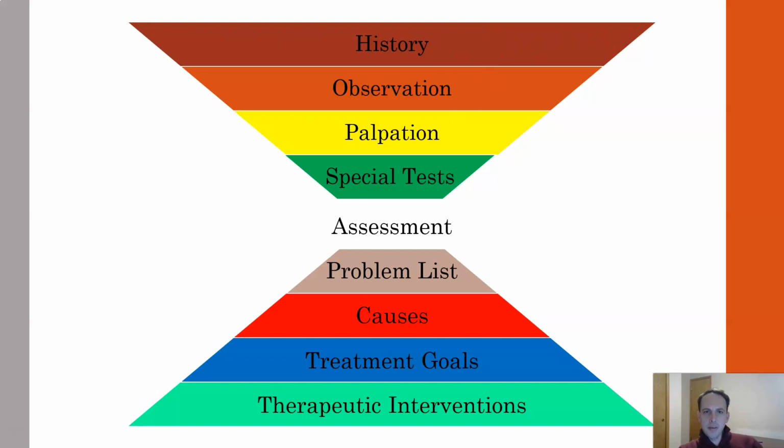So looking at the overall function and the overall map now of our examination, we've talked already about history in previous lessons. Now we're going to move on to the objective evaluation that traditionally includes our observation or inspection, palpation, special tests, and then our assessment.